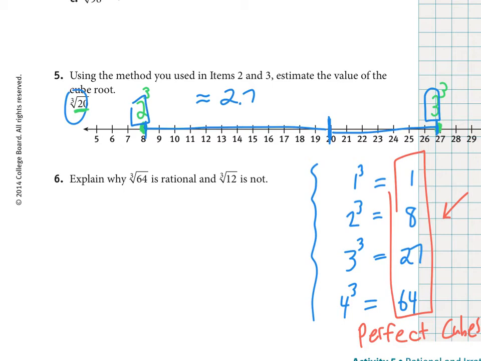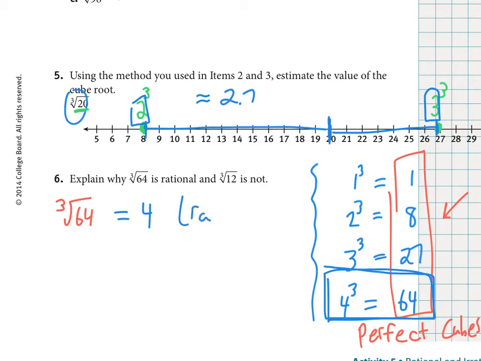Let's think about this. Why is the cube root of 64 a rational number? First off, what is the cube root of 64? Well, we see down here that 4 to the third power equals 64. So the cube root of 64 is 4. That's a rational number. That's a whole number, and it could be written as a fraction, 4 over 1.